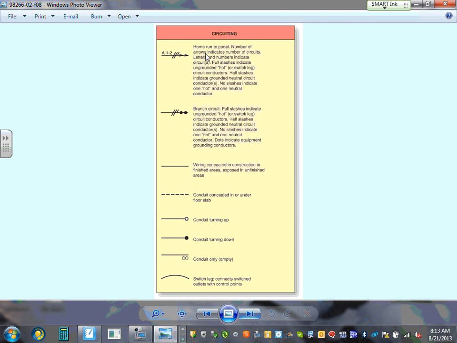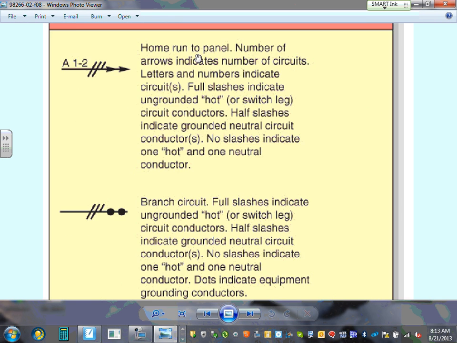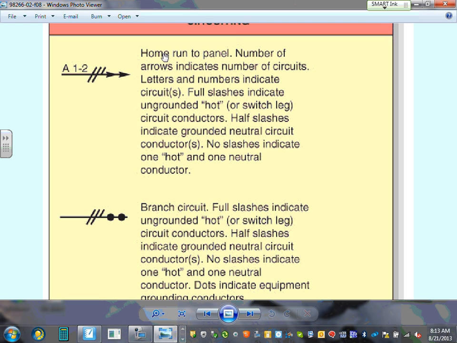Okay, a couple of things about the circuits. This is how we're going to do our circuiting. This is one way of doing it. If you have two arrows like these, this indicates there are two circuits, circuit 1 and 2, going through. The two slashes here represent hot 1, hot 2. The smaller one represents the neutral. That's how they do it.